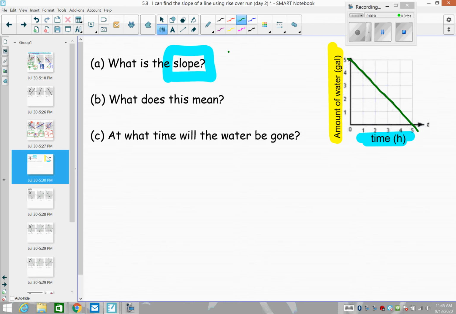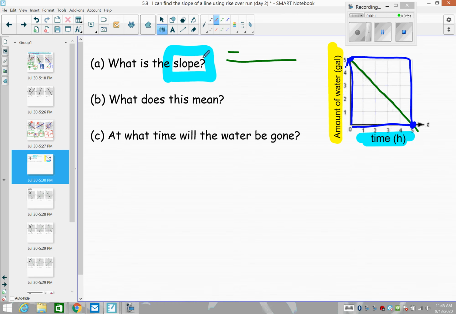So part A, we have a decreasing line. I'm going to identify two data points. These are all really good data points, but I'm just going to take these two. If I build my rectangle, build it, build it, build it, build it, then we have a rise of 1, 2, 3, 4, 5 units. That's 5 units tall. And we have a run of 1, 2, 3, 4, 5 units. So my slope is negative 1.